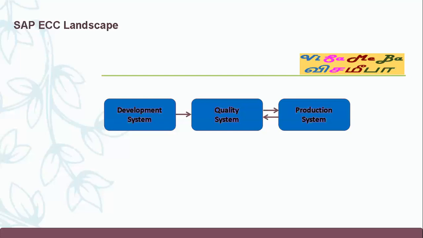So you copy that real-time data into the quality system, bring in the configuration changes from the development system, test the configuration changes on the real-time data, and if this testing yields the correct results, then it's moved into the production system for daily use. So this is how the movement of the configuration changes and the copy of data happens in the SAP ECC landscape.